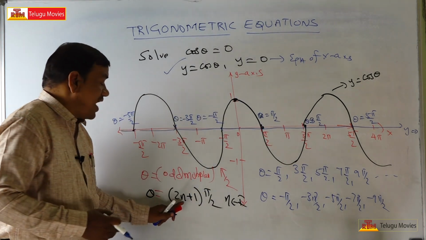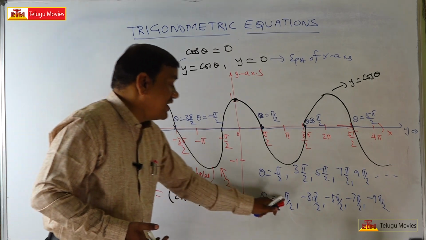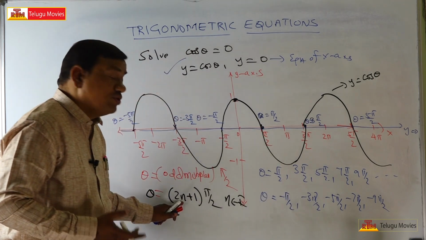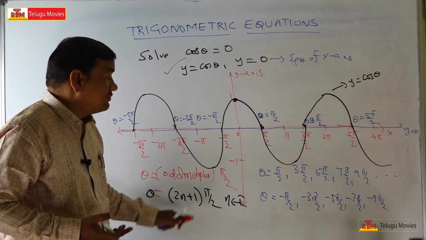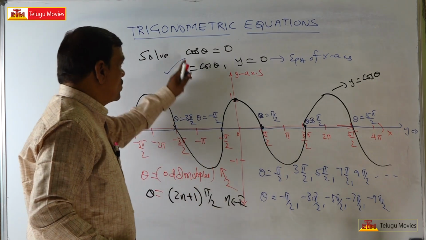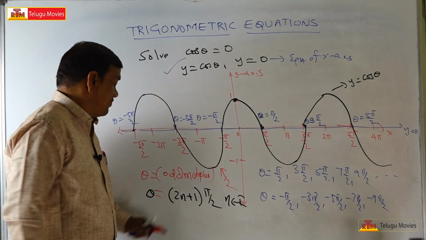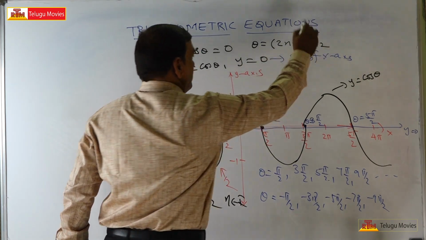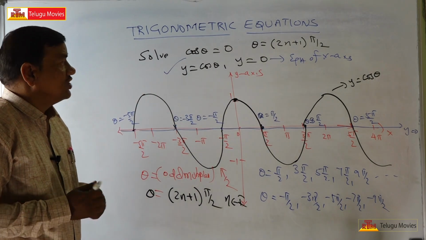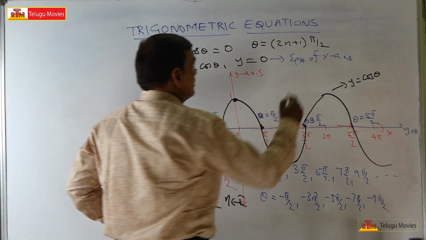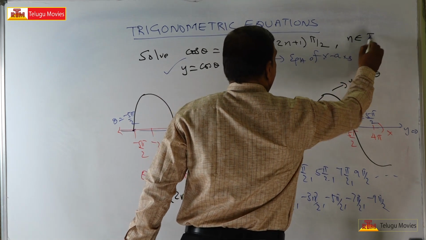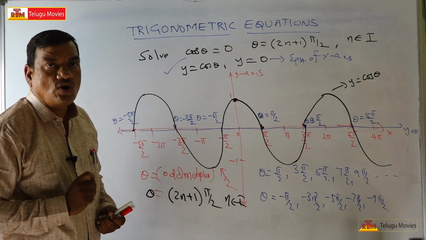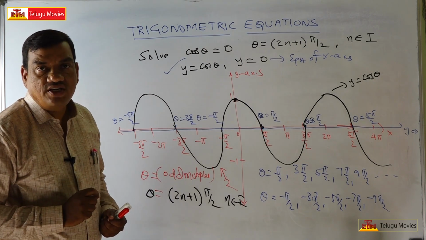Substitute minus 1, you will get minus pi by 2. Substitute n is equal to minus 2, you will get minus 3 pi by 2. Substitute n is equal to minus 3, you will get minus 5 pi by 2. That means for cos theta is equal to 0, the solution is theta is equal to (2n plus 1) pi by 2, where n is an integer. Understand this? So this is the way of solving the equation cos theta is equal to 0.